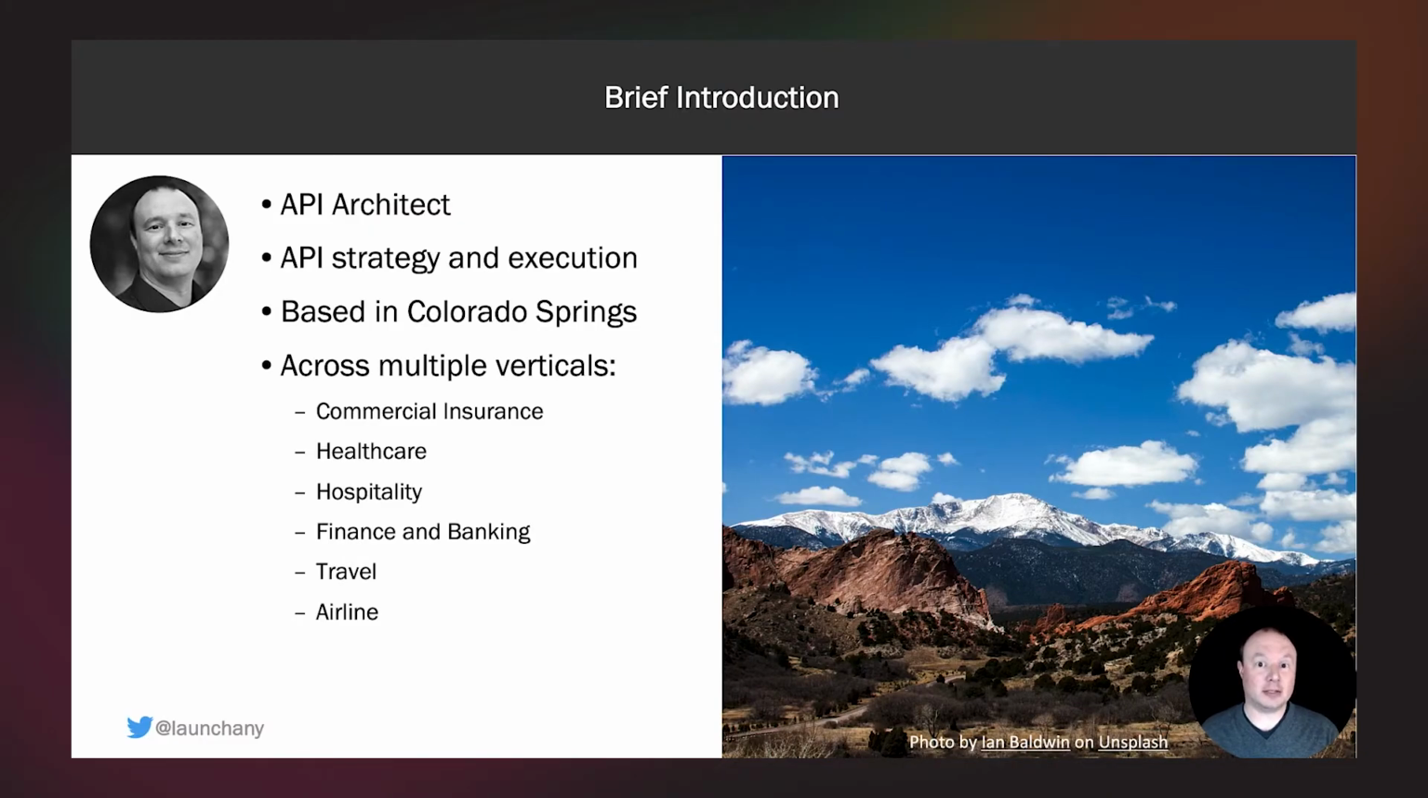First, a little bit about myself. I'm an API architect. I have a development background. I work with organizations all around the world to train their staff in effective API design. I also work with organizations to help them establish, grow, and mature their API programs. I'm based in Colorado Springs, but I travel all over the world, interacting with different organizations and working with different vertical industries, including commercial insurance, healthcare, hospitality and hotel and travel, finance and banking, and even a startup airline that I helped get off the ground literally.